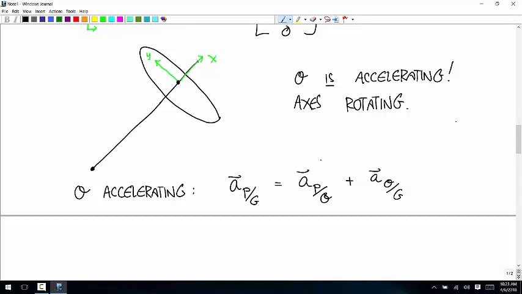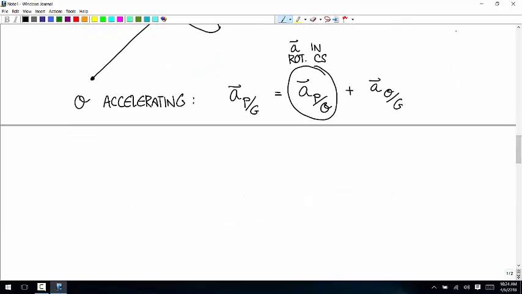And for this one, we're still going to use the equation for acceleration in a rotating coordinate system. And then at the end, we just have to add on the acceleration of the origin. So let's first go through the acceleration, assuming that the origin is fixed, but that the coordinate system is changing orientation.